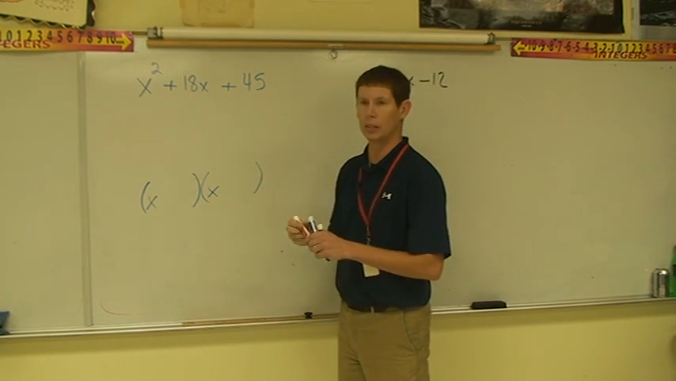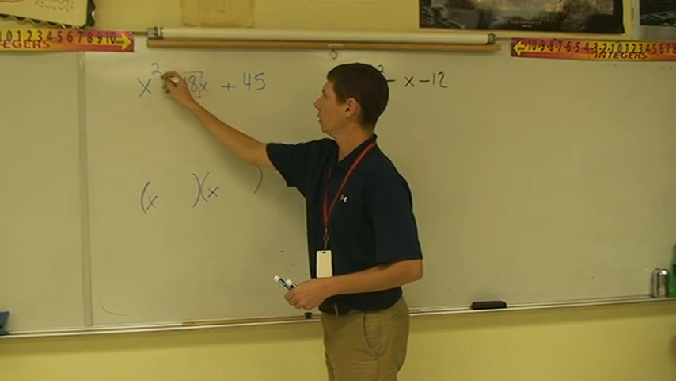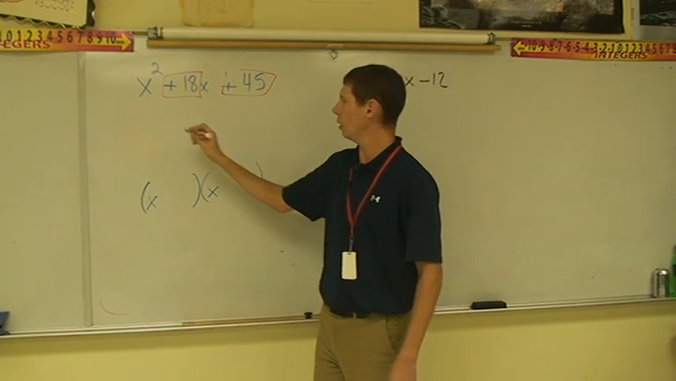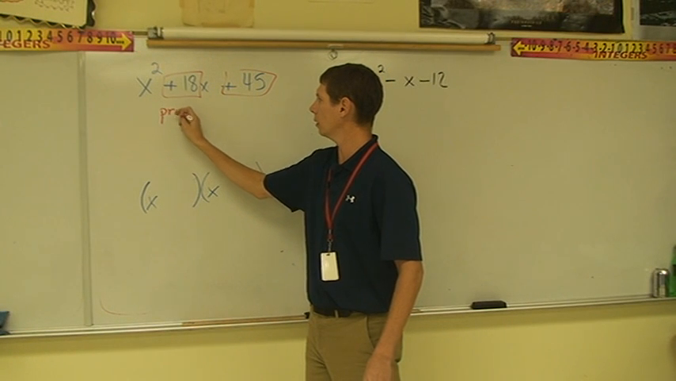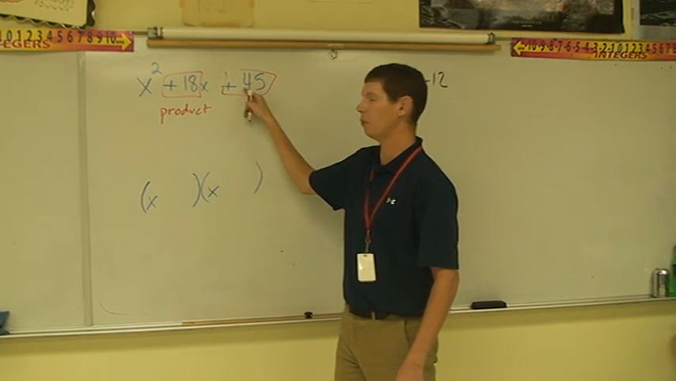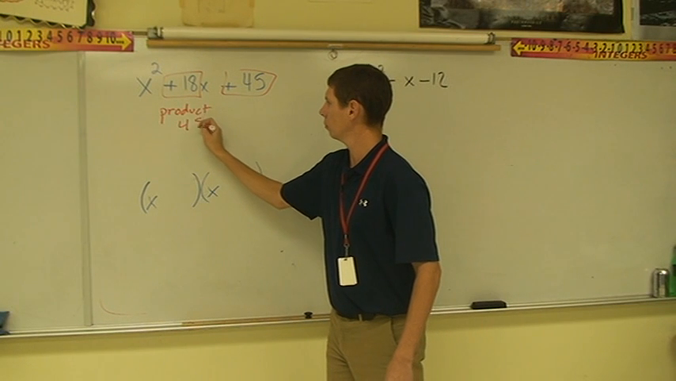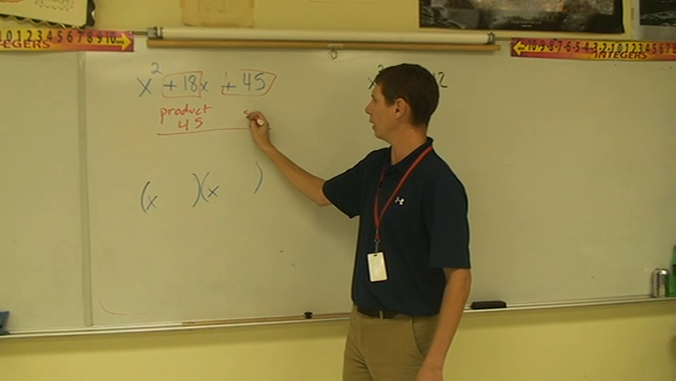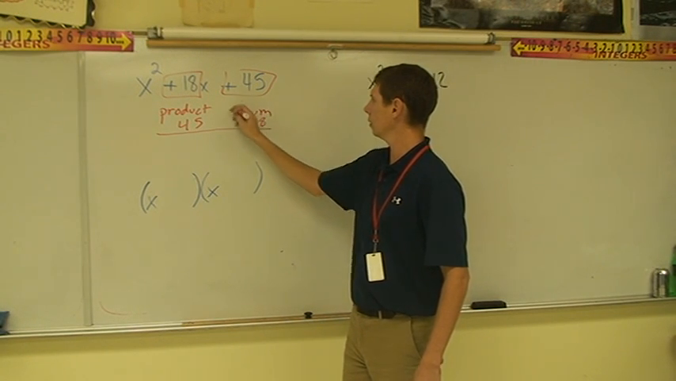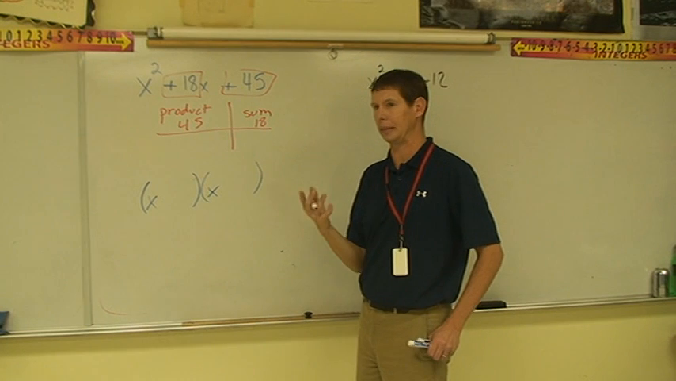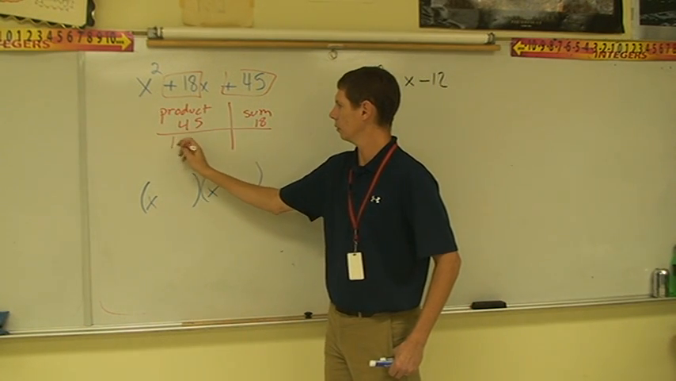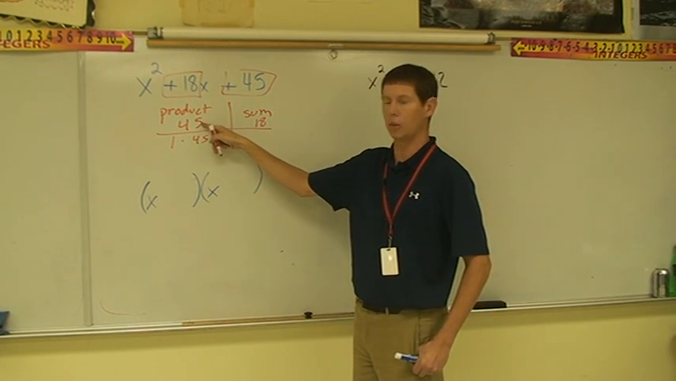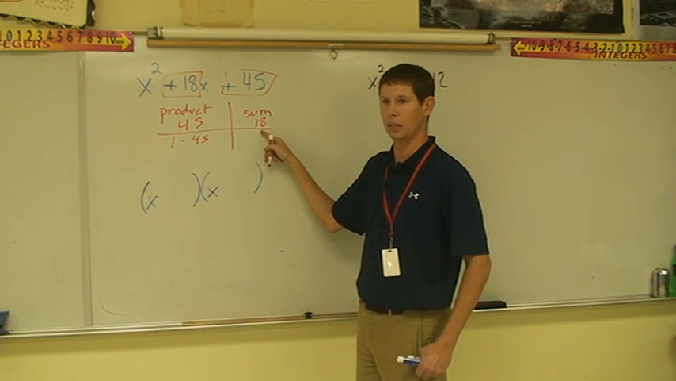What are we going to add or subtract to each of those x's in the binomials? That's where we have to focus on these two numbers, the positive 18 and the positive 45. We need to think of what two numbers give you a product of 45, and those same two numbers need to give you a sum of a positive 18. So we can go through our list. 1 times 45 gives you a product of 45, but it doesn't give you a sum of 18, so those don't work.